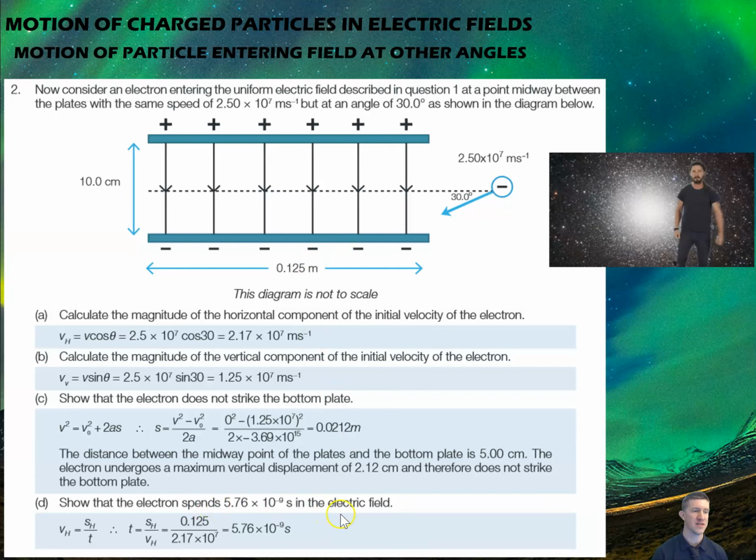Then show that the electron spends this amount of time in the electric field. Velocity is distance over time. In this case, I'm talking about horizontal components. So the horizontal distance is 0.125, the length of the plate. I divide it by the horizontal velocity, and I get 5.76 times 10 to the minus 9 seconds. So that confirms what I wanted.